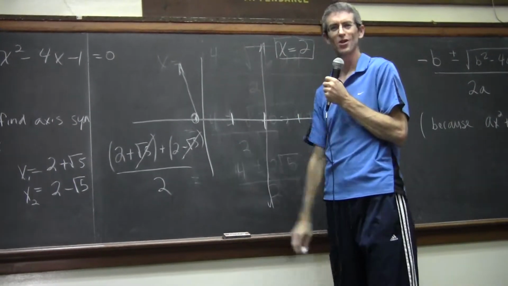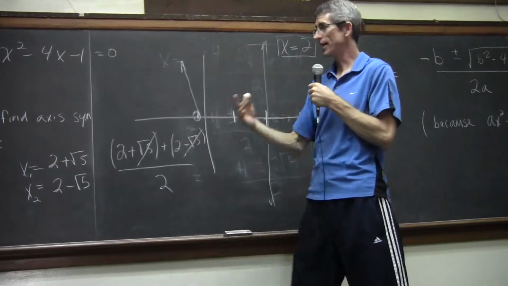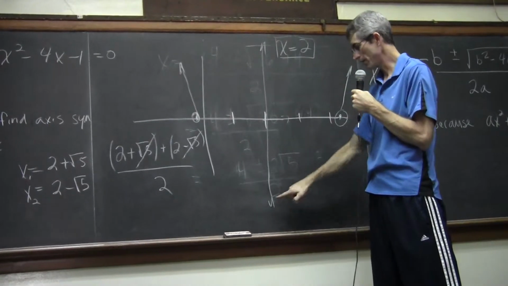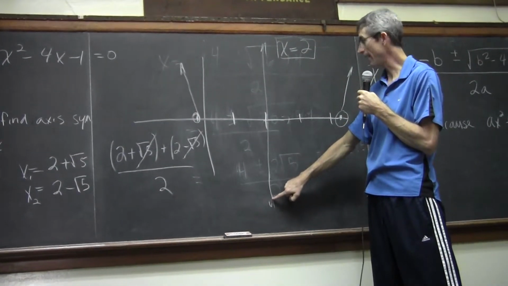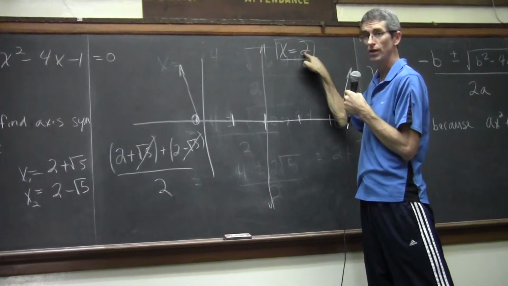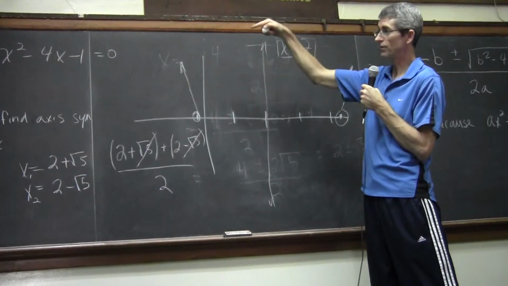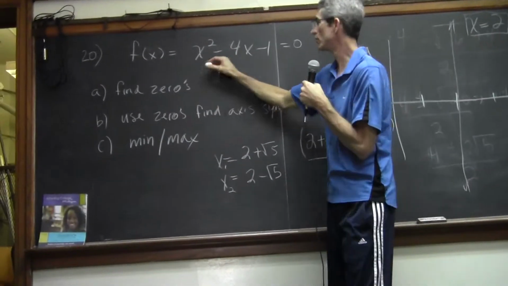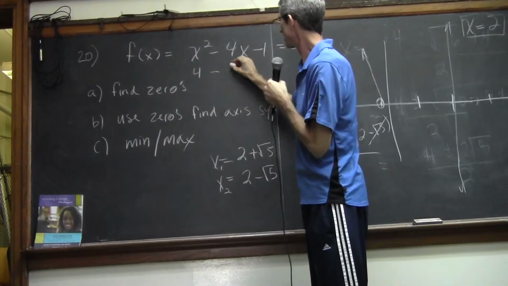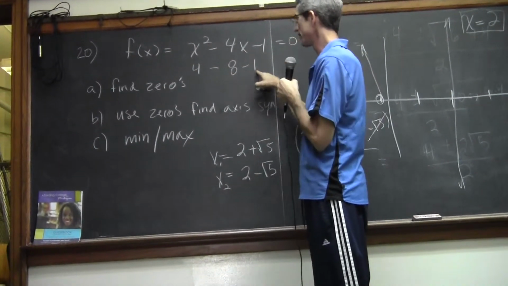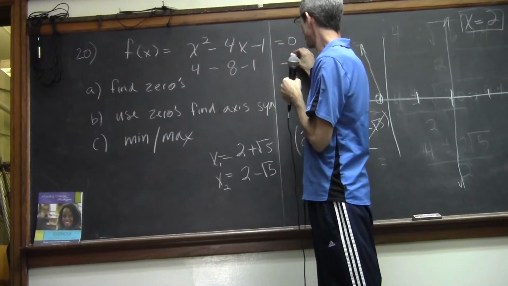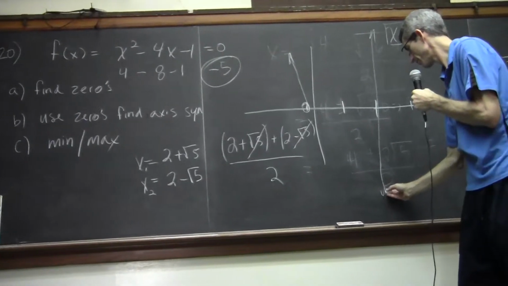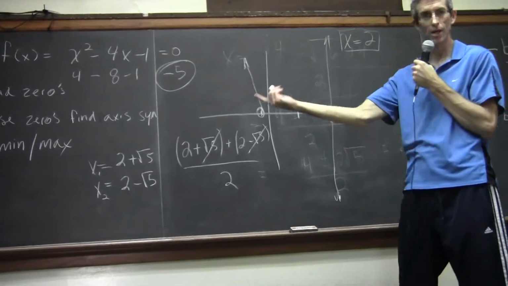Sorry, I'm all over the place with this board. And then to find the last thing, the minimum or maximum, since it's an upward opening parabola, I'm going to find the minimum point, which is that y value. So I just have to stick 2 into the original equation and figure out what y is when x is 2. So if I put it back in, 2 times 2 is 4, minus 8, minus 1, that's negative 9, and positive 4, that's negative 5. So that's going to be my vertex down here, which will be my minimum point.